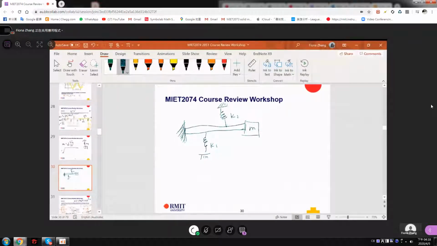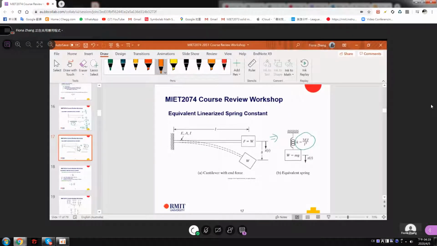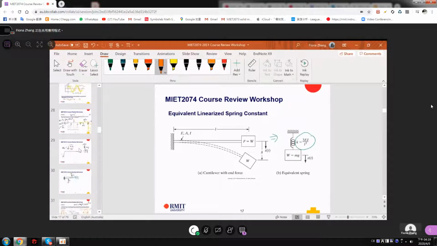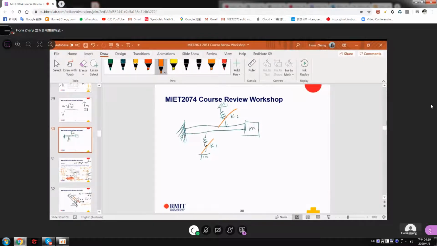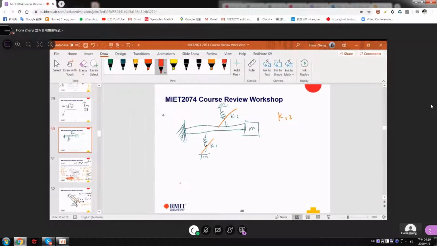Right. If I ask you to solve this one, how can you further model it? We use the same thinking, right? We can find an equivalent for K1 and K2. Also, because this is a fixed part, as we mentioned, the cantilever beam also has a spring constant. Spring constant. Right, so if you use the same thinking, we can find a K1 2 equivalent for K1 and K2.